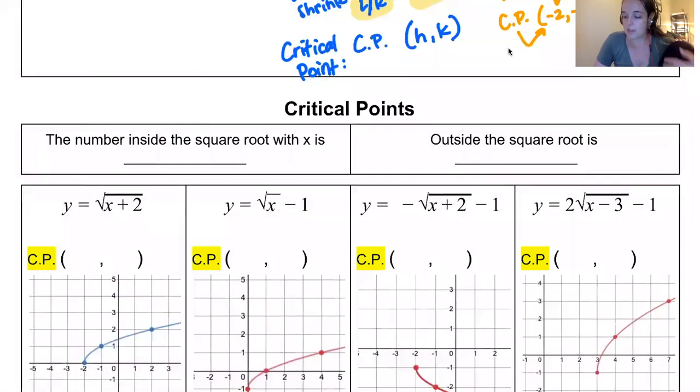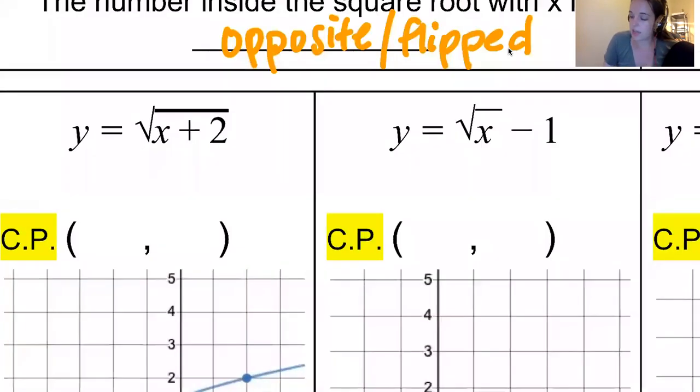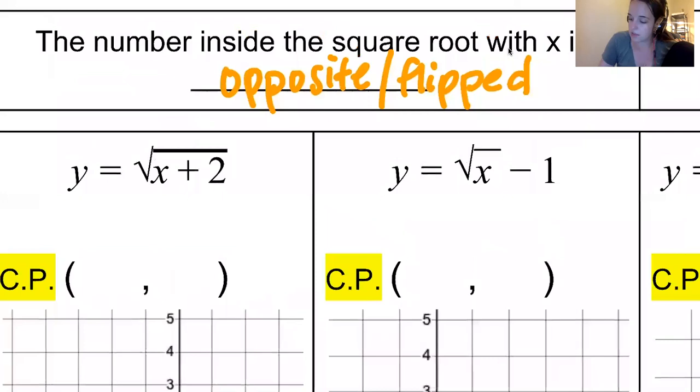Something that we want to sum up here is that the number inside the square root with the x is the opposite or flipped, whichever word you want to use there. And then outside the square root is the same. You keep it exactly the same. So what I mean by that is, if I'm looking at this one here, the plus 2 is inside the square root. So we're going to change it into -2 when it becomes our x value for our critical point.